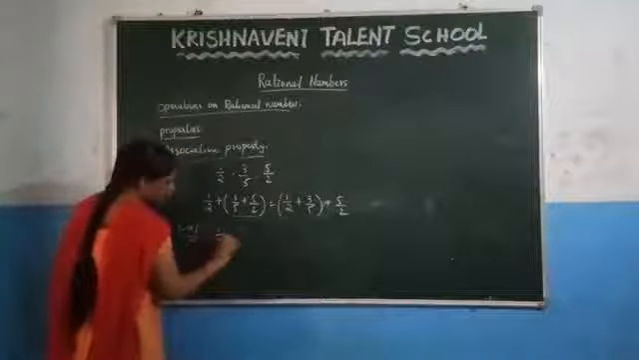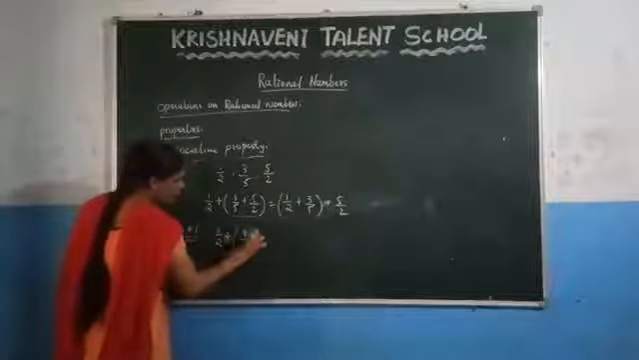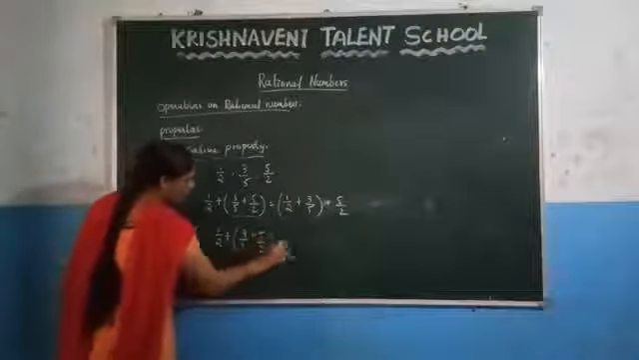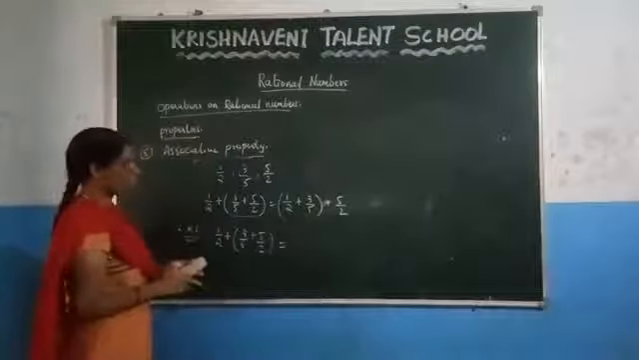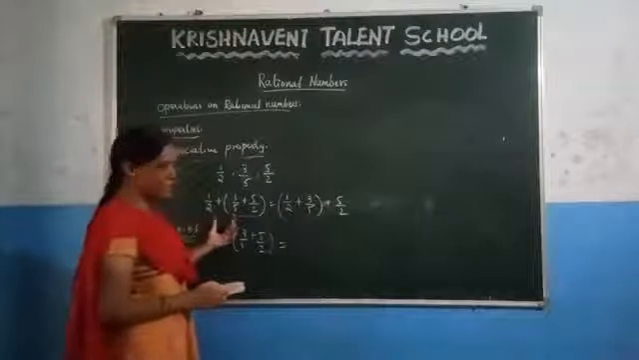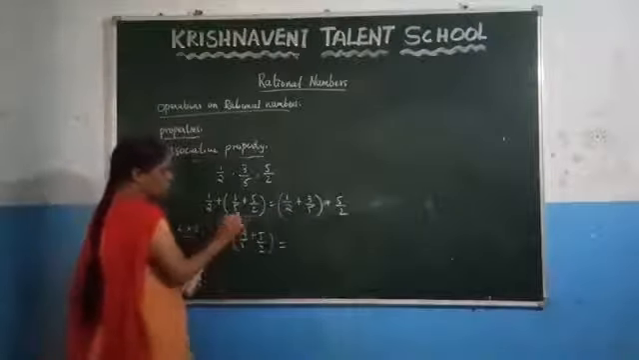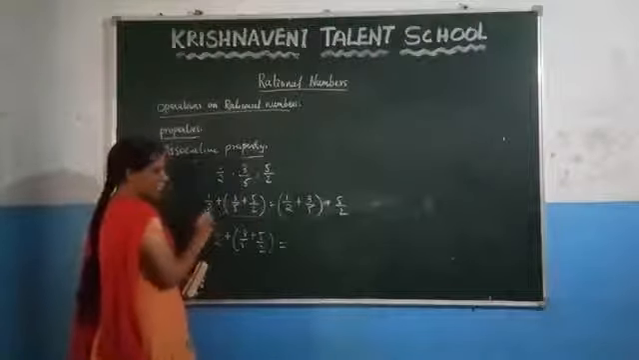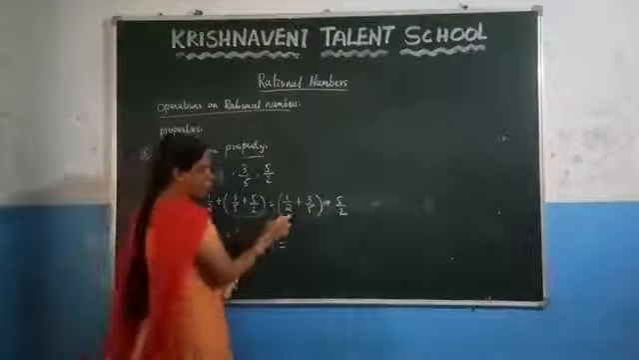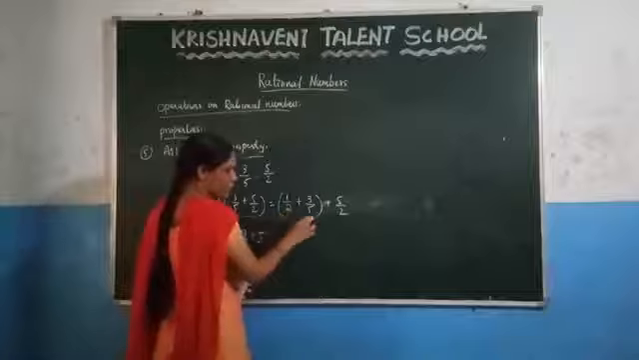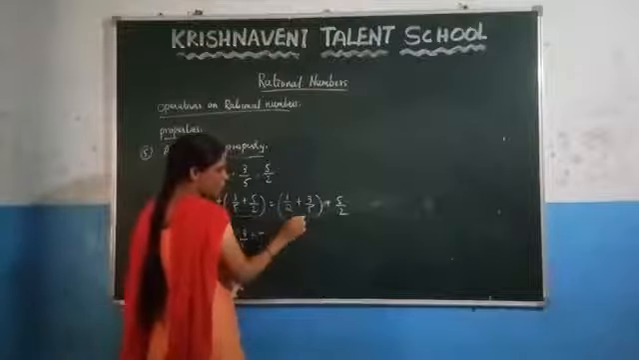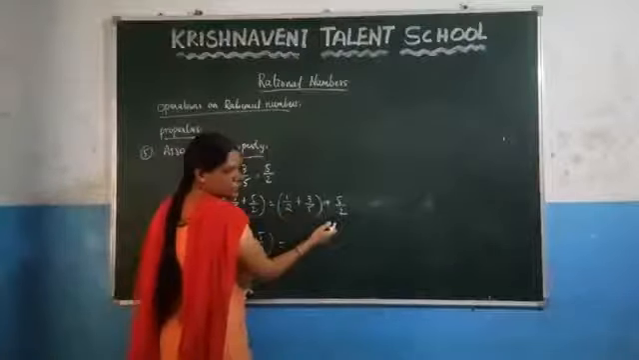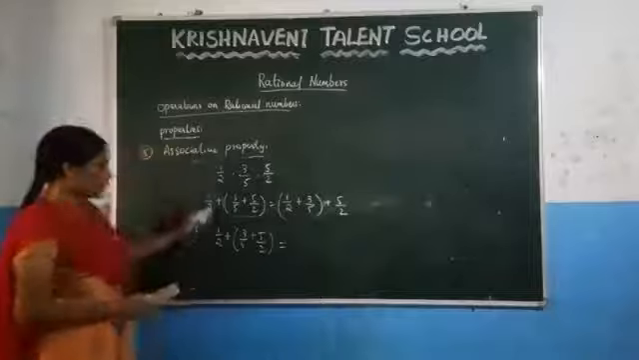Here, 1/2 + 3/5 + 5/2. Here you can observe that we have just changed the brackets. Here we are adding the second and the third number, and after getting the result, we are adding it to the first number. Here we are adding the first number and the second number, and after getting the result, we are adding that number to the third number. Then we have to get the same result.